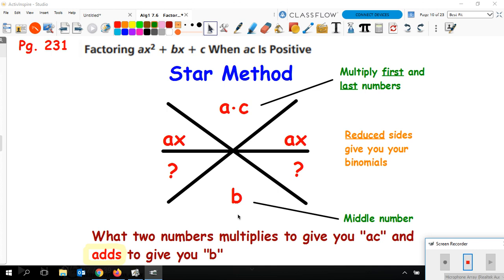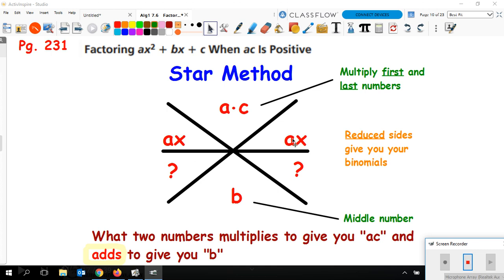Once you do that, you'll be able to figure out what those numbers are and what the signs for them are. And then you want to see right here, it says reduced sides gives you your binomials. Remember, we're trying to factor this into two binomials. So the two binomials that we will get are on the sides here.